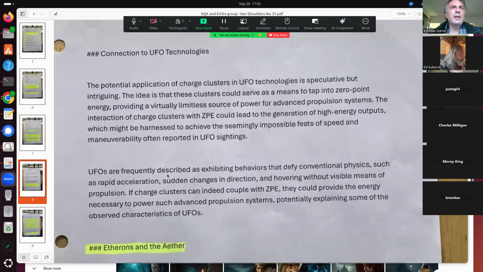UFOs are frequently described as exhibiting behaviors that defy conventional physics, such as rapid acceleration, sudden changes in direction, and hovering without visible means of propulsion. If charge clusters can indeed couple with zero-point energy, they could provide the energy necessary to power such advanced propulsion systems, potentially explaining some of the observed characteristics of UFOs.